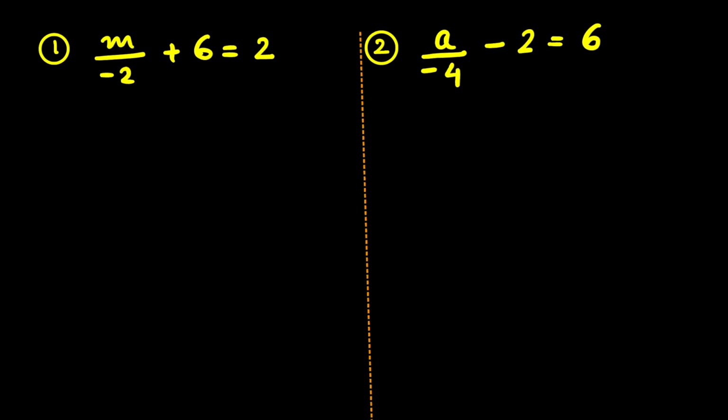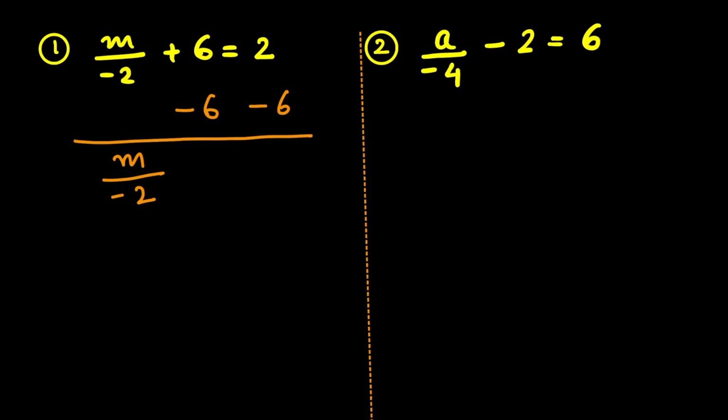Example 1. So m divided with -2 plus 6 equals 2. So the variable is m. It's divided by a negative integer now. So first we do the step. This is positive 6. So we subtract 6 on both sides. This is the first step. So -6, -6. So this m divided by -2.